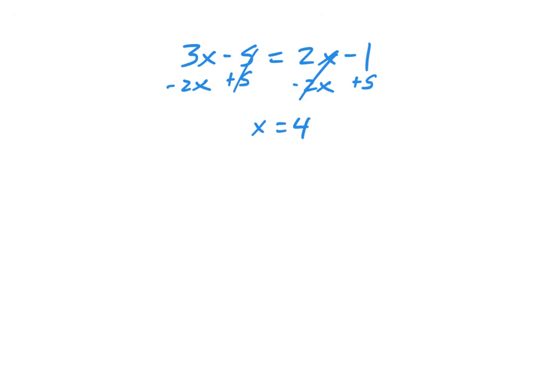I can take 4, plug it back in. We had a problem like this yesterday on the quiz, where if I take 4 and plug it in, 3 times 4 is 12, 12 minus 5 is 7. Over here, 4 times 2 is 8, 8 minus 1 is 7. Both sides equal 7. So as long as both sides equal each other, then we know we've got a correct variable.